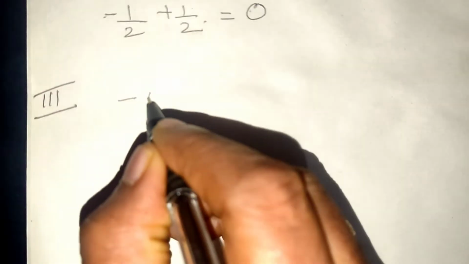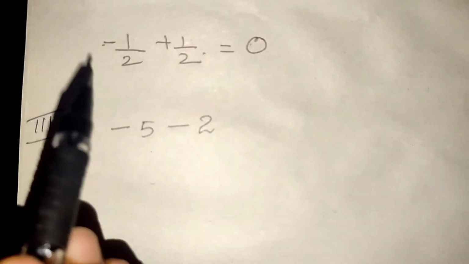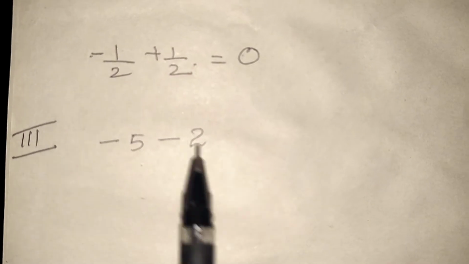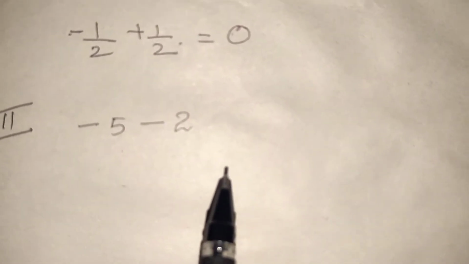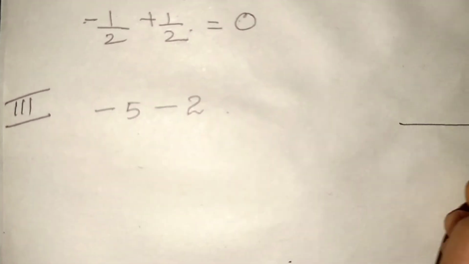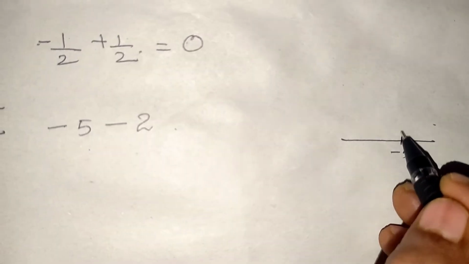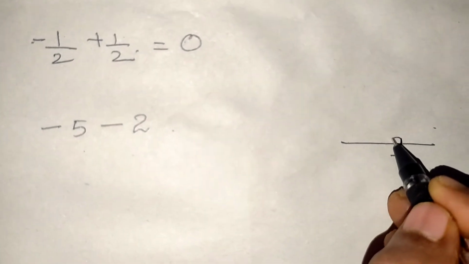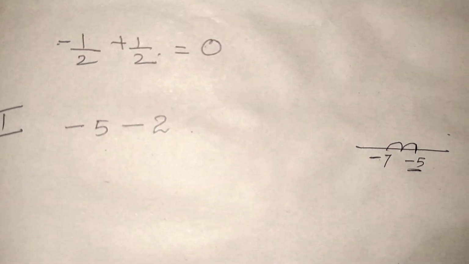Next type is negative 5 minus 2. It is actually 2 less than negative 5. Less than means numbers are moving to the left side. Then which number? Two numbers before negative 5 is negative 7, right? In the number line we can see that negative 5 is here. Then minus means moving towards the left. So two numbers before negative 5 is negative 7.